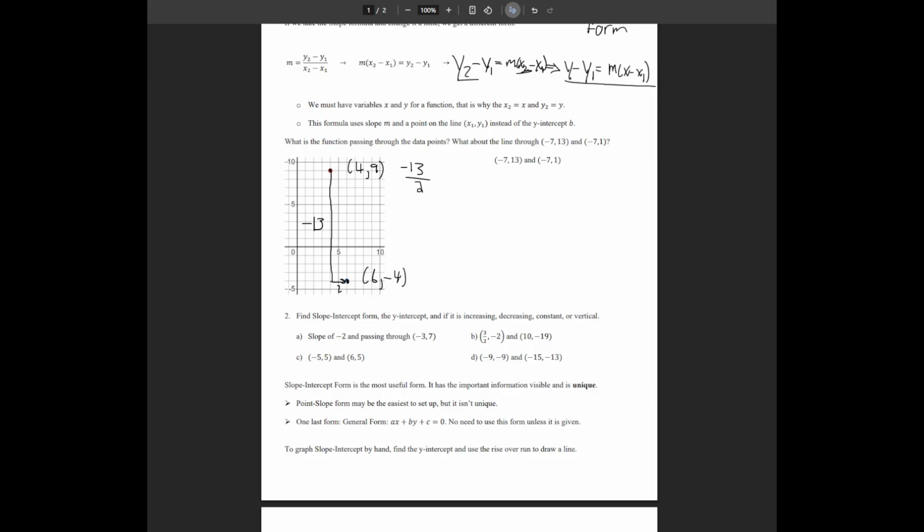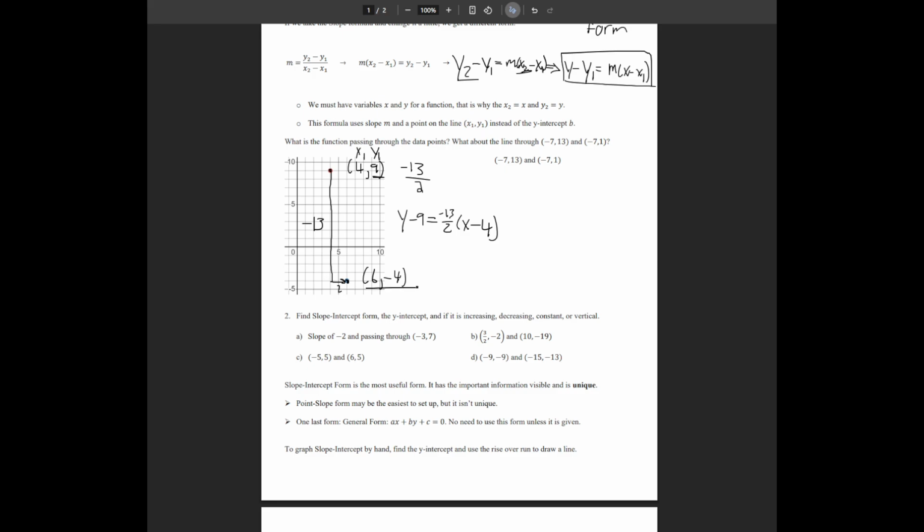If I want an equation in point slope form, all I have to do is say, okay, well, we have y minus y1. I choose a point. I'm going to use this point. So y minus a y coordinate of a point on the line. So y minus 9 equals m, or my slope, negative 13 over 2, times x minus x1, which is 4. So x minus 4. And this is my equation for the line right here.